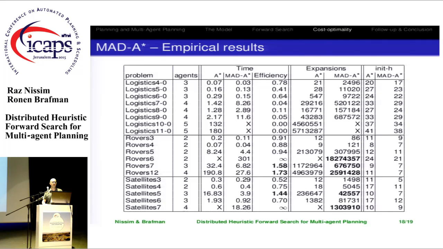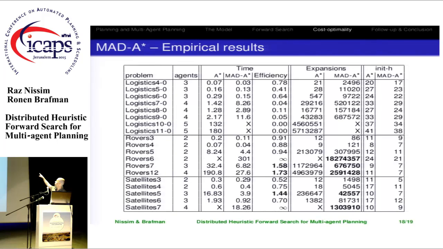Very quickly over the empirical results. What I'm comparing to is a centralized A star implementation on top of Fast Downward, and maybe I'll talk, because I don't have too much time, about the rightmost column here. This column is here to demonstrate the differences in heuristic accuracy. So we have private information. No single agent knows the entire problem structure, and this means that their heuristic estimates are less accurate than the heuristic estimates in a centralized problem.